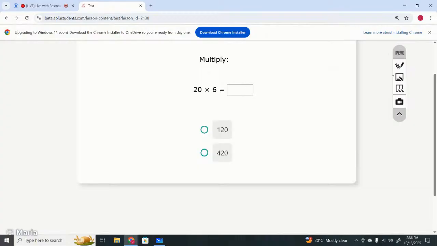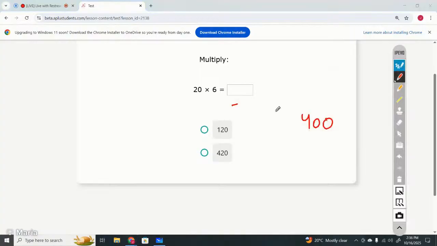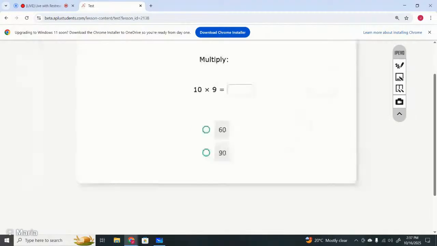20 times 6. You need to do 2 times 6. So that is 12 and add a 0. So that is 120. Option number 1 is the correct option.